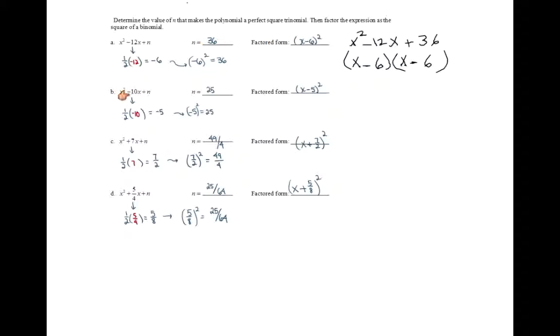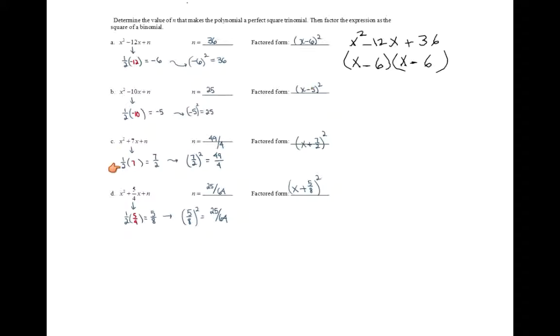Okay, next one. You take minus 10, you divide it by 2, or multiply by 1/2, you get minus 5. When you square that, you get 25. So you notice that you always add a positive number, because once you square them, you always get a positive number. So x squared minus 10x plus 25, I factor that, I get x minus 5 times x minus 5, or x minus 5 squared.